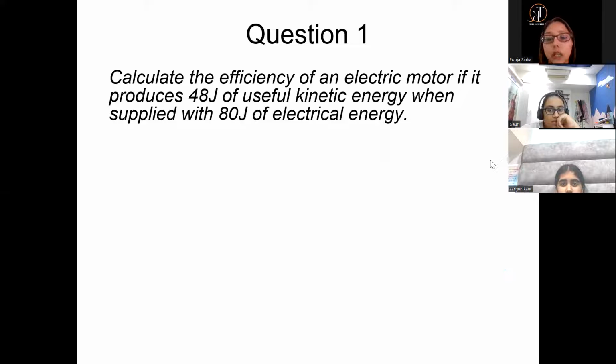Now, a question, for both of you. Sargun, read the question. You have to write it in your notebooks and give me the answer in the chat box. Sargun, read the question aloud. Calculate the efficiency of an electric motor if it produces 48 joules of useful kinetic energy when supplied with 80 joules of electrical energy. Give the answer in the chat box personally to me. Don't send it on the group. Okay.